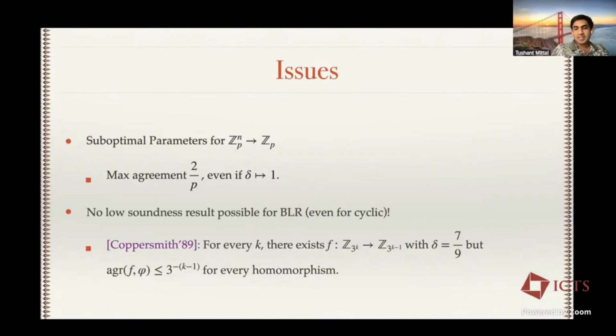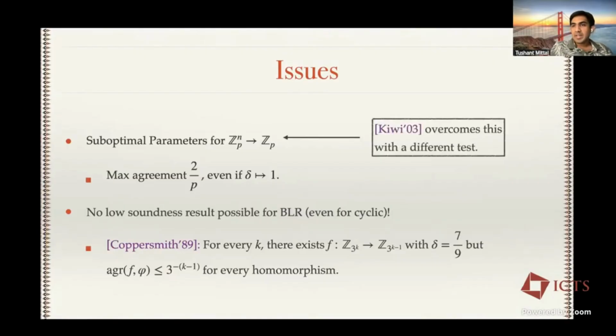So what this says is that this kind of a definition, this kind of a BLR-based definition of an approximate homomorphism, cannot capture this in the low soundness setting, even for cyclic groups. So we can't hope for this to be true for general groups. Okay. So what is needed is a new test.